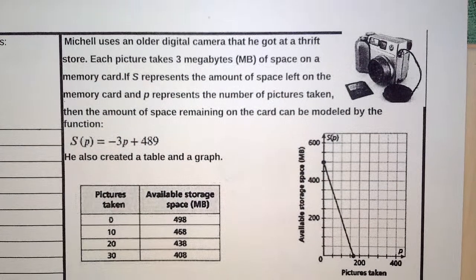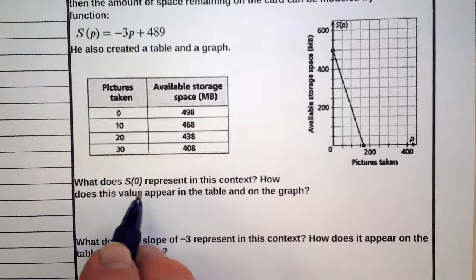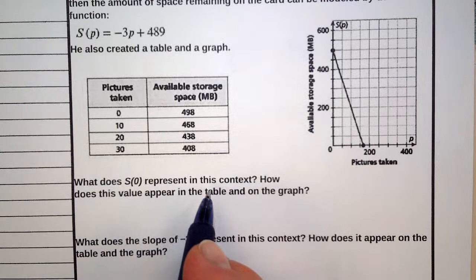Mitchell uses an older digital camera that he got at a thrift store. Each picture takes 3 megabytes of space on the memory card. If S represents the amount of space left on the memory card, and P represents the number of pictures taken, then the amount of space remaining on the card can be modeled by S of P is equal to negative 3P plus 489. He created a table and the graph. What does S of 0 represent in this context?